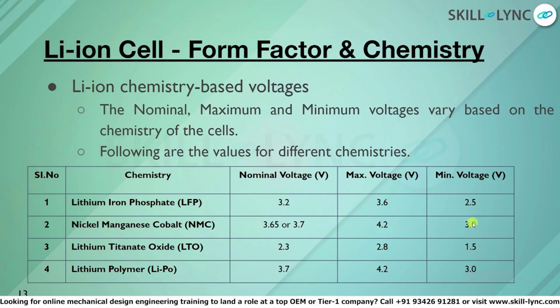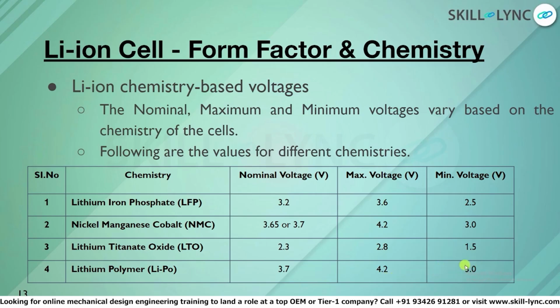and when it is charged, it can reach up to 4.2 volts, and when it is discharged, it can reach down to 3 volts. So which means the working windows of these cells are basically from 2.5 to 3.6 volts for LFP, 3 volts to 4.2 volts for NMC, 1.5 volts to 2.8 volts for LTO, with a nominal voltage of 2.3, and lithium polymer is somewhat closer to what a nickel manganese cobalt NMC cell is, which is similar, almost 3.7 volts.